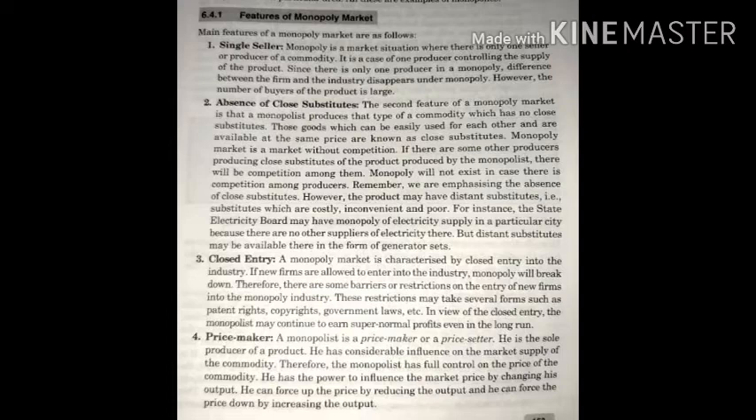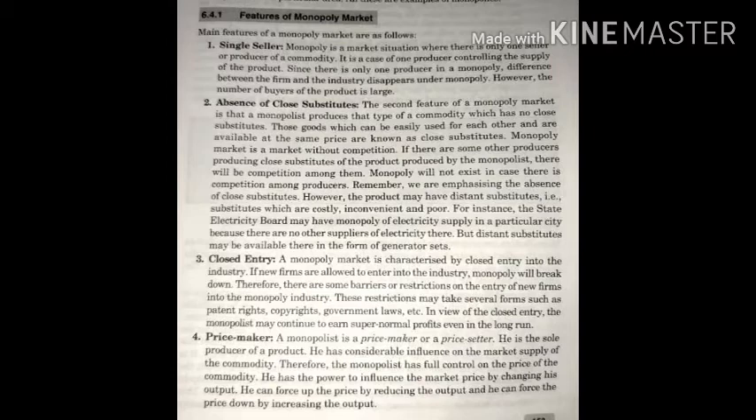Next, I move on to closed entry. A monopoly market is characterized by closed entry into the industry. If new firms are allowed to enter into the industry, monopoly will break down. Therefore, there are some barriers or restrictions on the entry of the new firm. These restrictions may take several forms such as patent rights, copyrights, government laws. In view of the closed entry, the monopolist may continue to earn supernormal profits even in the long run.